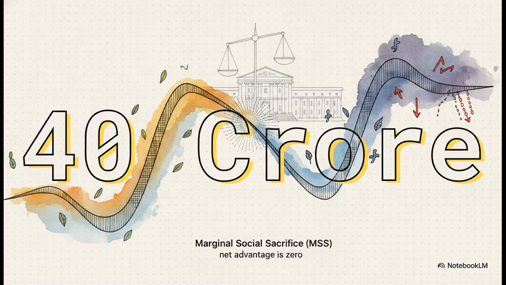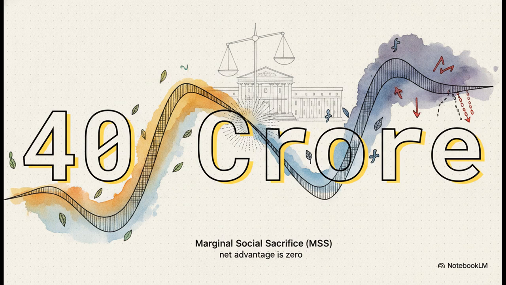So the absolute crucial point is exactly at 40 crore. At 40 crore, the marginal social benefit drops to 50 utility points, and the marginal social sacrifice rises to meet it perfectly at 50 utility points. MSB equals MSS. The net advantage is 0, which actually means no more advantage can possibly be extracted.